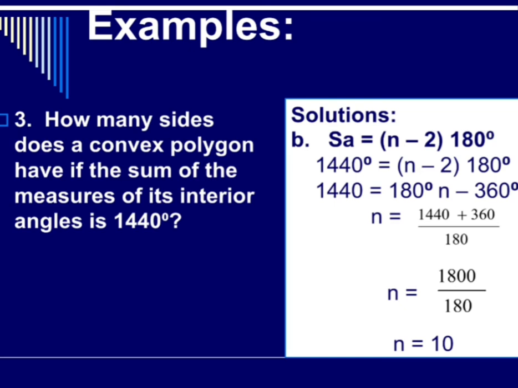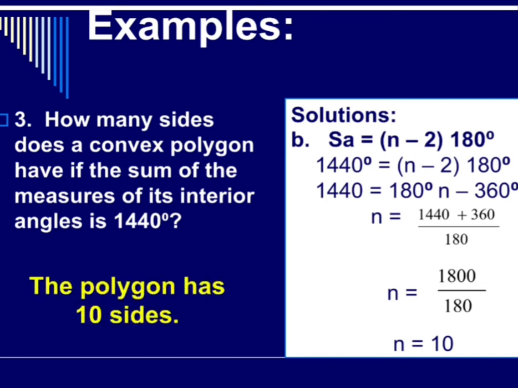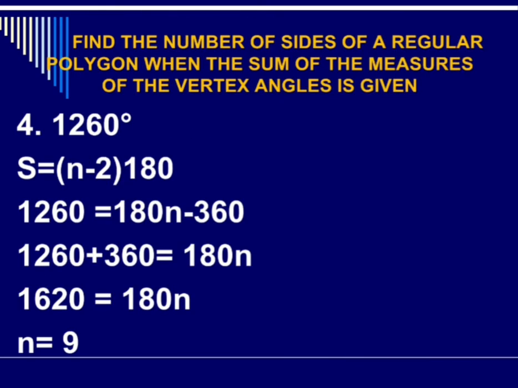From the law, the summation of angles is equal to 1440, which equals (n minus 2) times 180. So we multiply 180 in the bracket: 1440 equals 180n minus 360. By solving the equation and getting the value of n, it will be 10. So the polygon has 10 sides.